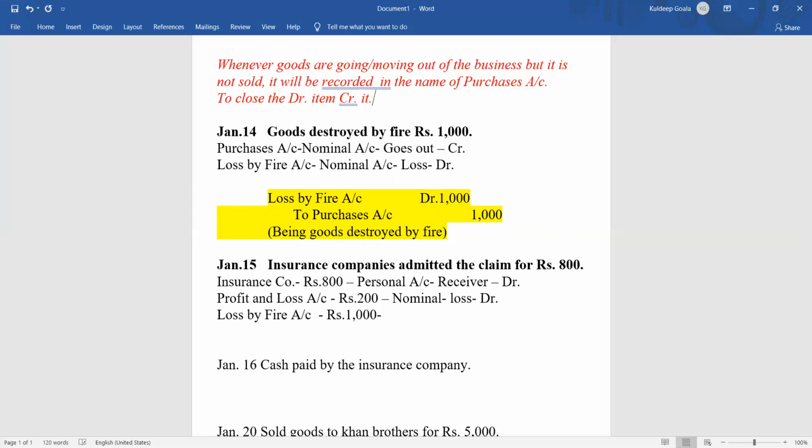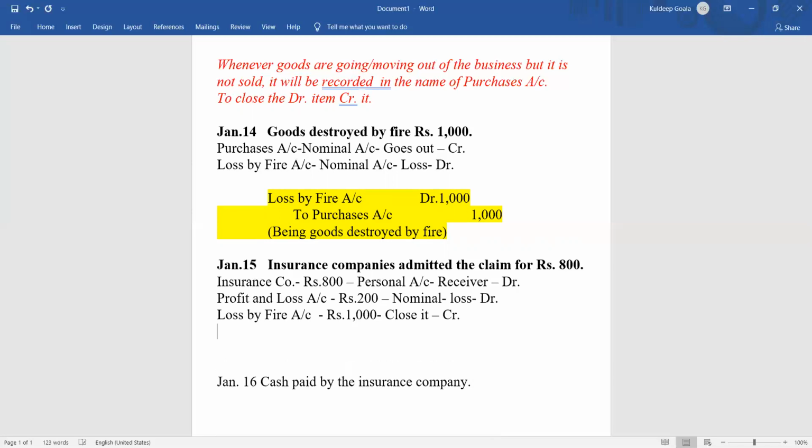So this particular rule is applicable here also. Here this loss by fire account was there. It is no more required, right? So close it. Earlier it was debit. We are going to close it by crediting it, isn't it? So this will be credit. Okay, so what will be the journal entry?